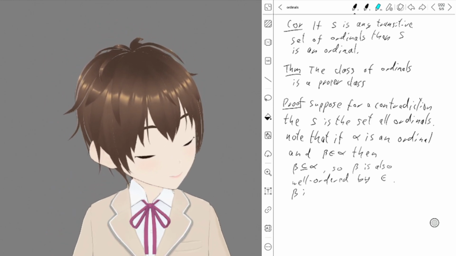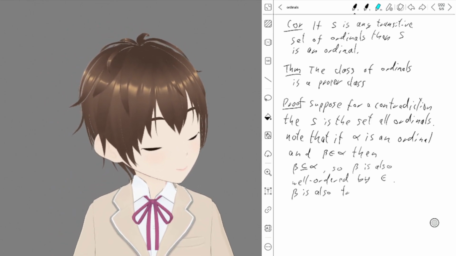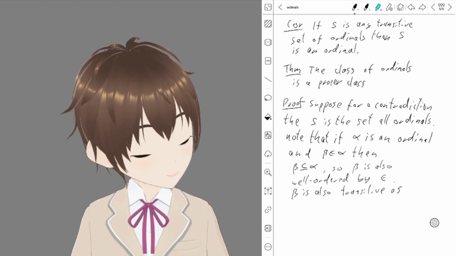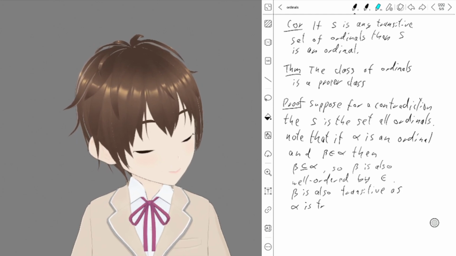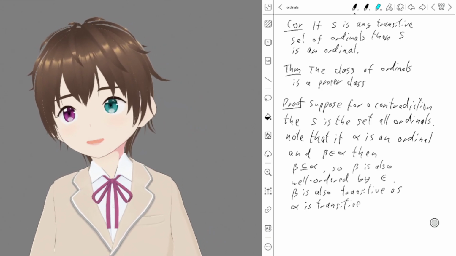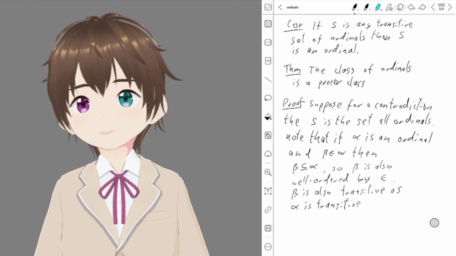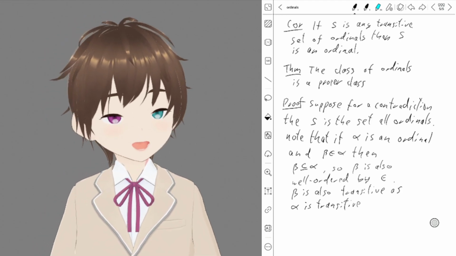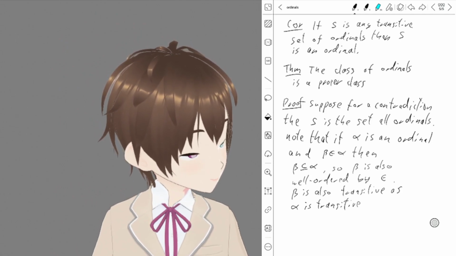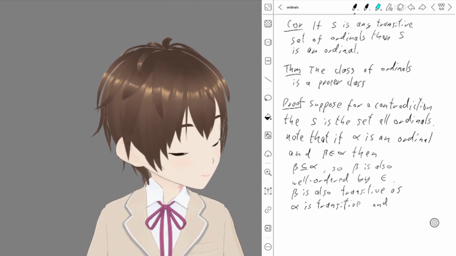Beta is also transitive as alpha is transitive. And every element of an element of beta must either be greater than beta or less than beta or equal to it, and it cannot be greater than it, or we would not have a well ordering on alpha. So it's totally ordered.